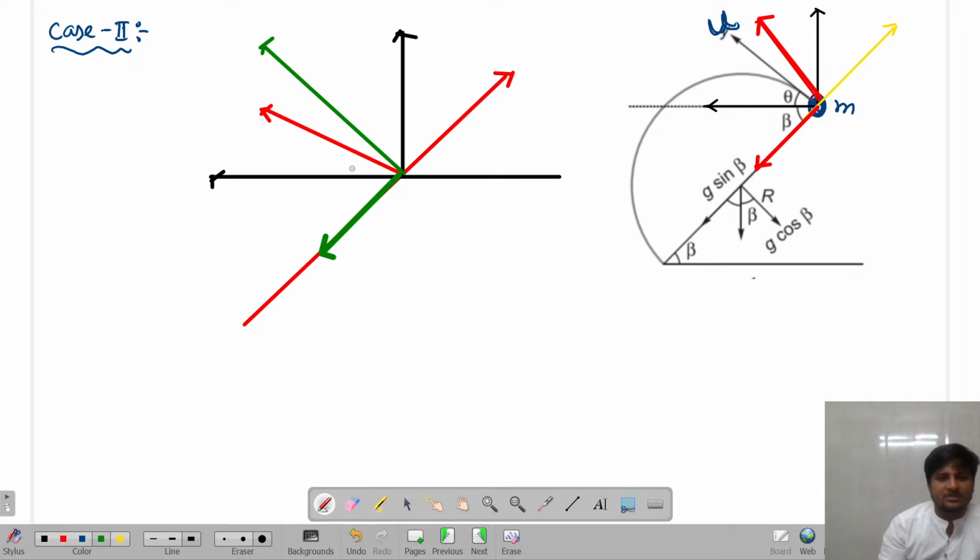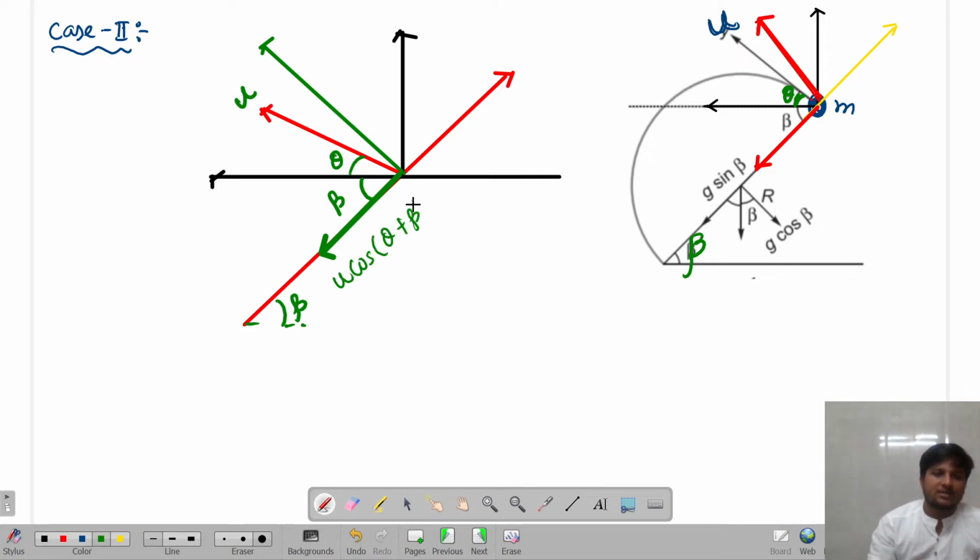Now look over here. Let's suppose the projectile is thrown with angle theta with the horizontal, and the inclined plane is making angle beta with the horizontal. So this angle is beta, and this angle will also be beta. Now look over here. This is the initial speed of the particle. This whole bigger angle is theta plus beta. So here I will have a component u cos(theta plus beta). Is it clear or not?